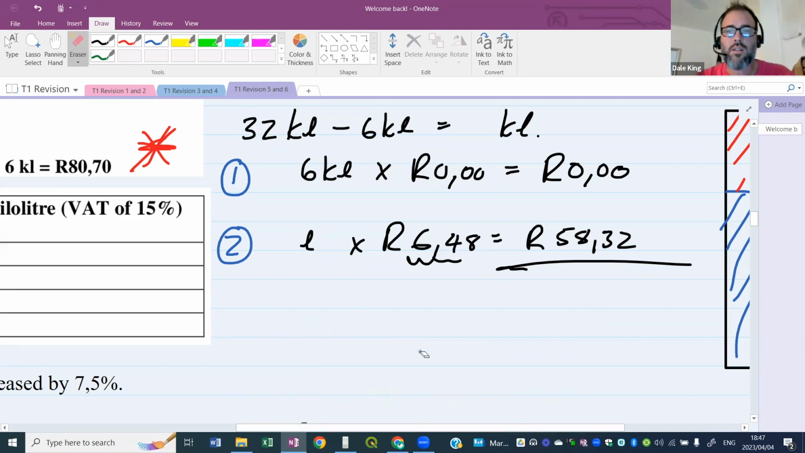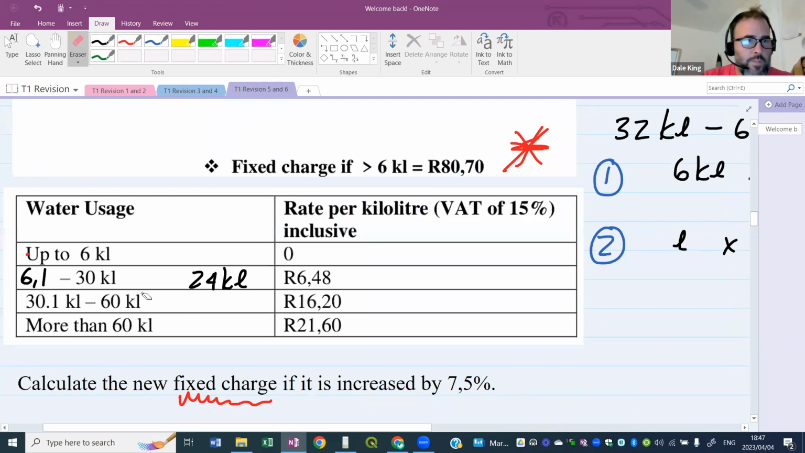32 kiloliters. All right, I'm going to show you the table again. This is the table. This person is using 32. I'll write it up here. 32 kiloliters. Yikes.